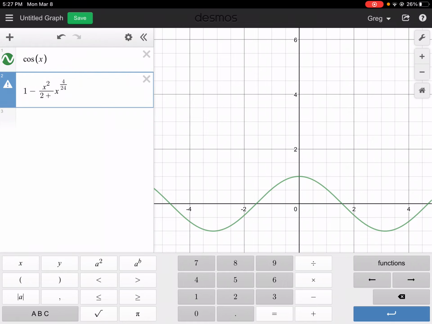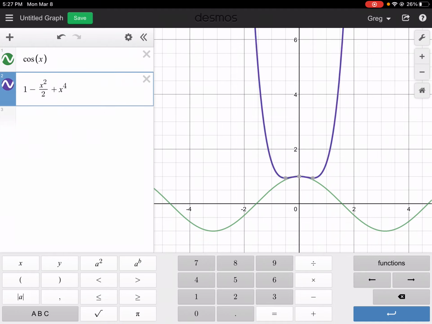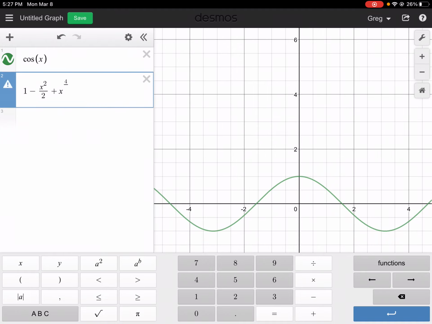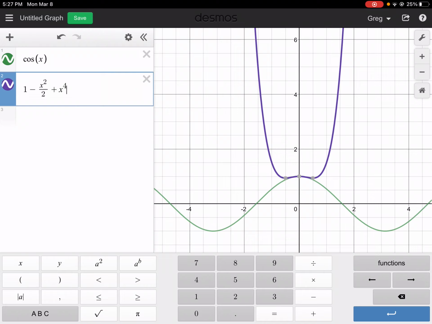Oh, no. Why is it doing this? It doesn't like that I didn't finish the fraction. Let's clean that up a little bit. Okay, sorry.